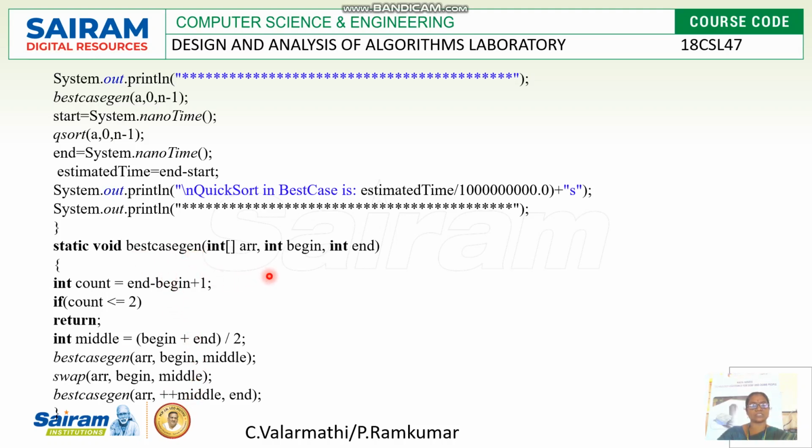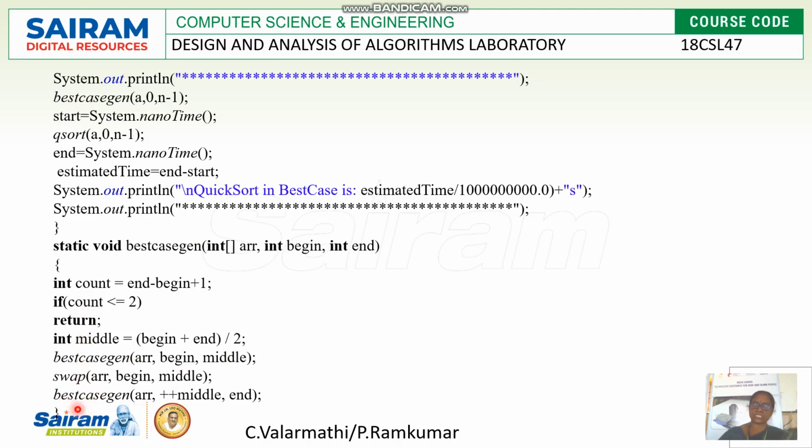Best case generation takes the array, begin and end as the 3 parameters. Best case generation is started. We need to have the count. Count is nothing but end minus begin plus 1. If the count is less than or equal to 2, then it will start creating the middle value. Middle value is nothing but the pivot value here. So pivot is equal to begin plus end divided by 2. Likewise the best case generation is analyzed.